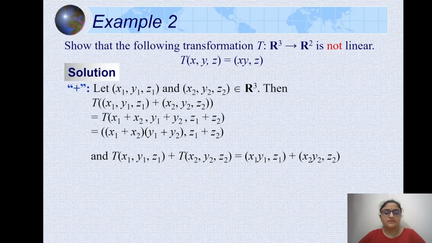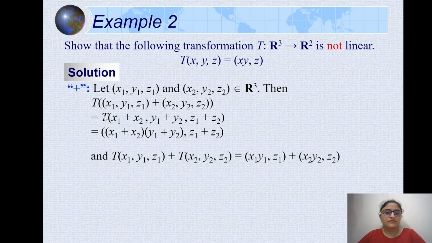Another example. Take a transformation T from R cube to R square, such that T applied to (x, y, z) is (xy, z). Let's pick any two vectors in R cube and look at the action of the sum of these two vectors under T. T applied to the first vector added to the second vector: by simple vector addition in R cube, we get component-wise addition of these two vectors.